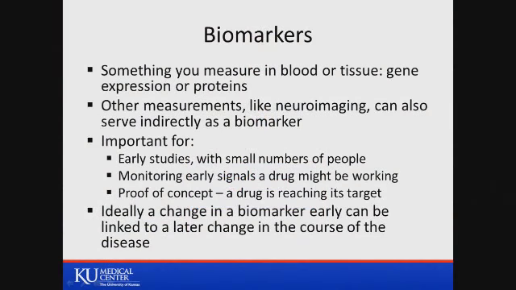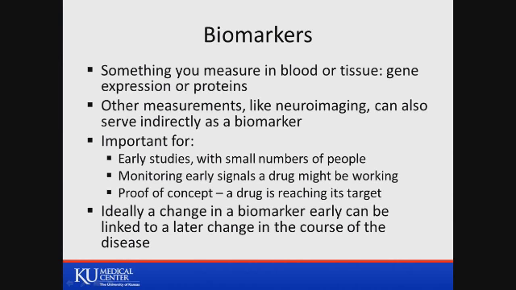So biomarkers, as the name implies, it's something that you measure in blood or tissue. It can be gene expression, it can be protein levels. Other measurements like neuroimaging, and I'll get into this a little bit, can also serve indirectly as a biomarker. They're important for these early studies, where small numbers of people, where you really want an initial signal that a drug's doing what you think it's going to do, and also for proof of concept. If the idea is that a drug is going to turn off protein A, you'd like to be able to measure protein A and show that it's being turned off.